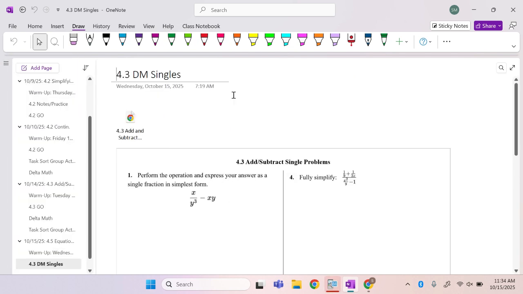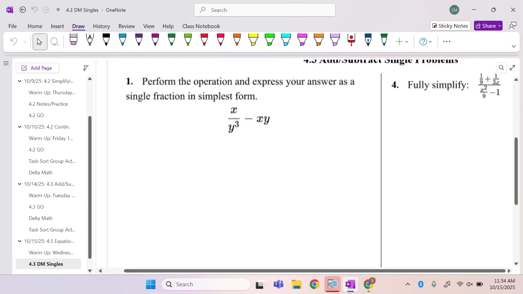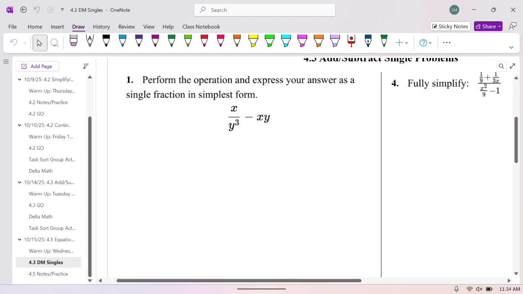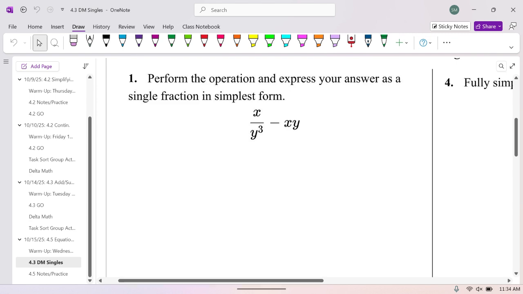I'm mainly going to be writing on the worksheet, but just know they're the exact same problems as your singles in Delta Math. They're the exact same problem for everyone. As I'm doing this work, you should also be working it out as well. All right, so first off, number one.